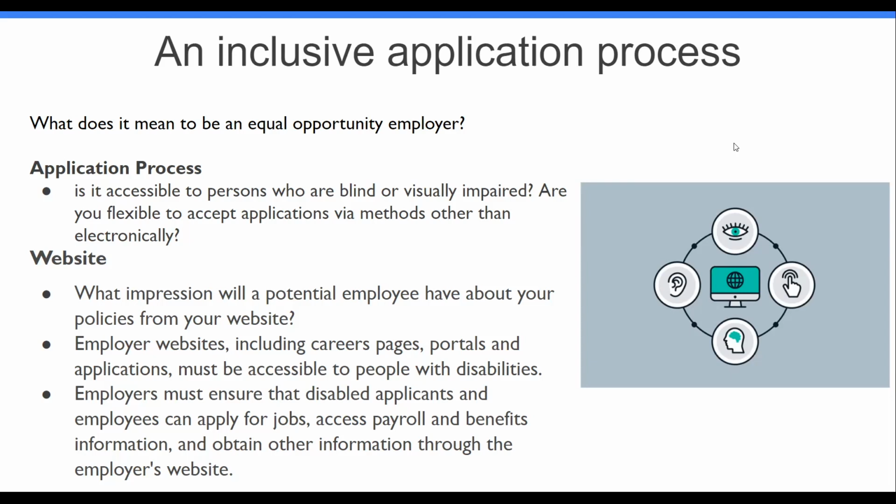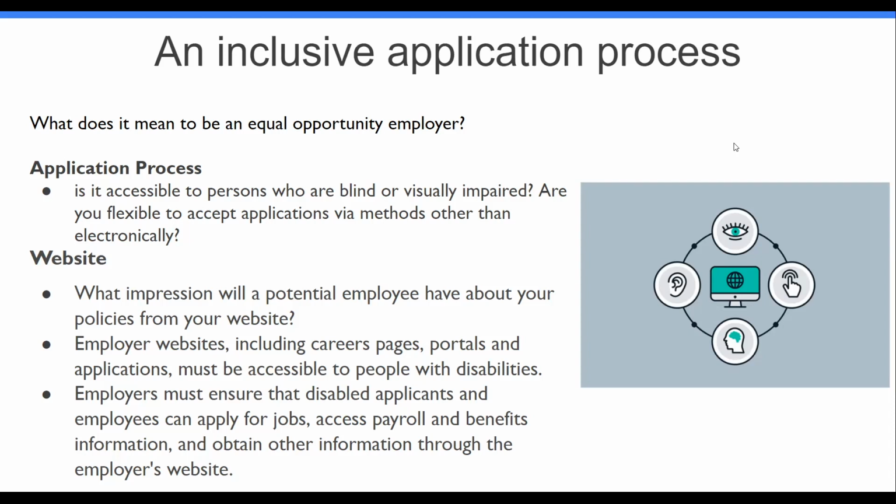You want to think about your website and how accessible it is. What impression will a potential employee have about your policies from your website? If inclusivity and diversity are important to you, put that on your website. Make it really clear for folks. Employer websites, including career pages, portals, and applications, must be accessible to people with disabilities. We want to be thinking about people who are using screen readers, so people who are visually impaired. They'll have an application which will read the screen out to them. And sometimes if you have a picture and it doesn't have a caption, they might miss that vital information. So we want to be thinking about things like that.